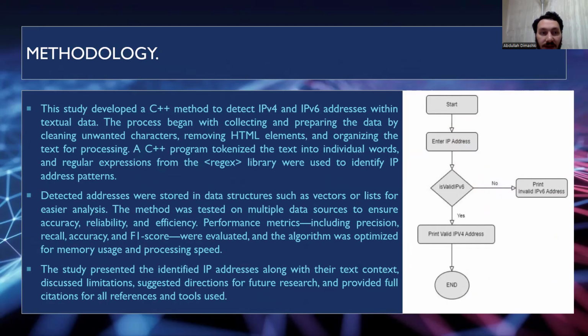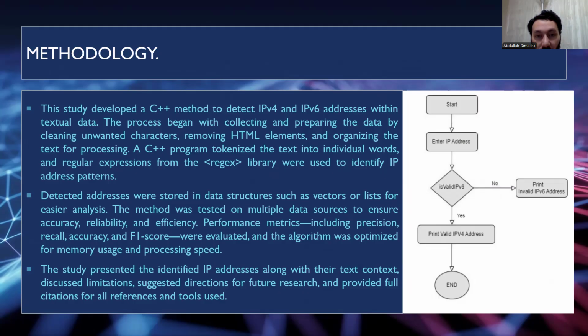Methodology. This study developed a C++ method to detect IPv4 and IPv6 addresses within textual data. The process began with collecting and preparing the data by cleaning unwanted characters, removing HTML elements, and organizing the text for processing. A C++ program tokenized the text into individual words, and regular expressions from the regex library were used to identify IP address patterns. Detected addresses were stored in data structures such as vectors or lists for easier analysis.